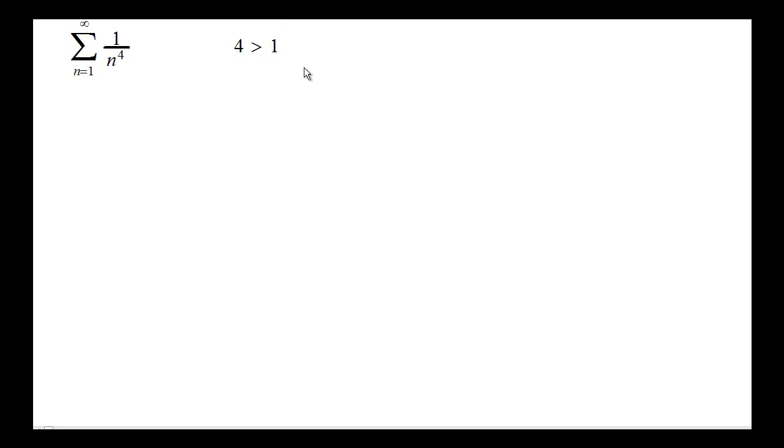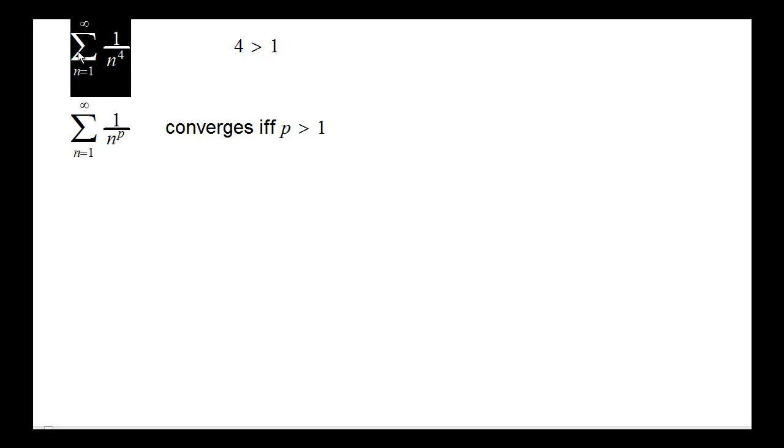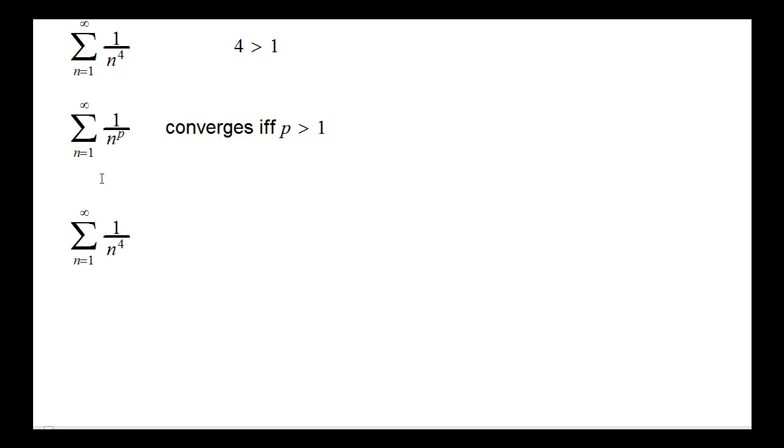Whenever I have a series that looks like this, which is called a p-series, then this series converges if and only if what? The power is greater than 1, and that's a consequence of the integral test for the p-series. By this criterion, this example is a convergent series, and the integral test applies to it.